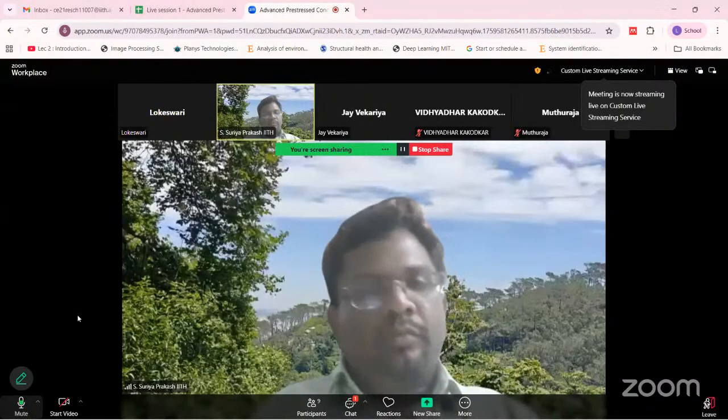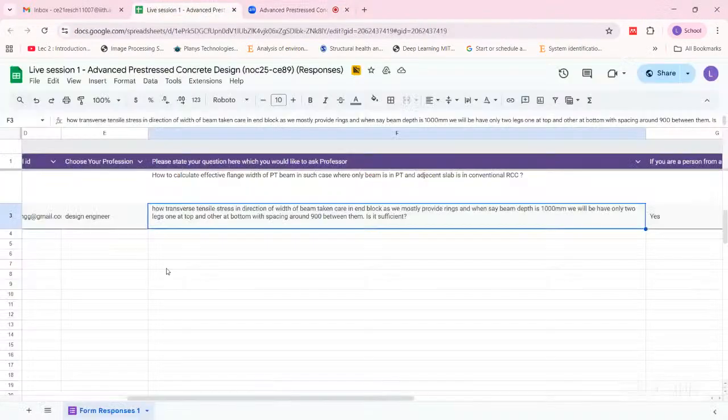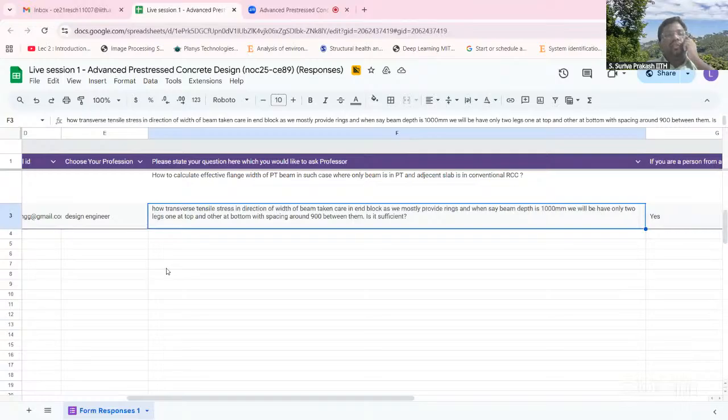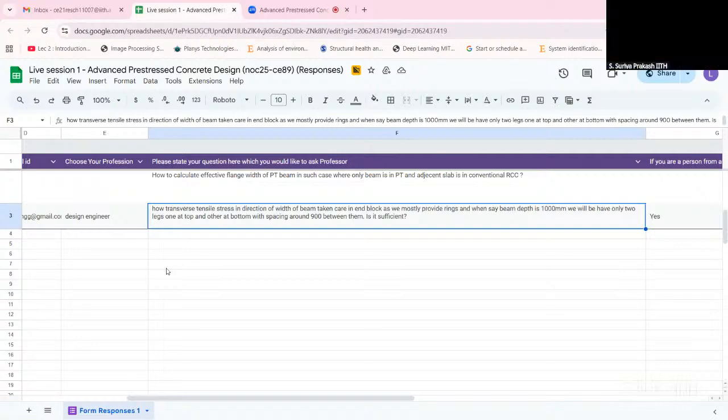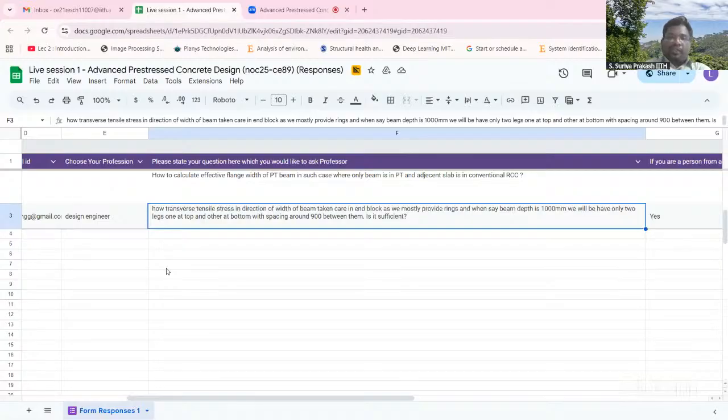Yes, sir, it is shared. How are transverse tensile stresses in the direction of the width of the beam taken care of in the end block? Mostly we provide rings, and when the beam depth is given, we will have only two legs, one at the top and the other at the bottom. But we also provide this. Okay, he is saying along the width, how it is being taken care of.